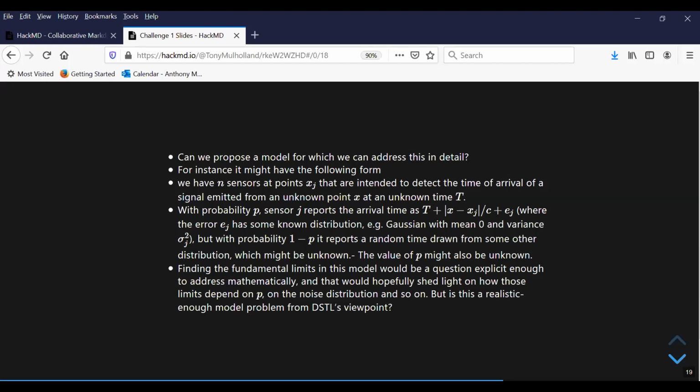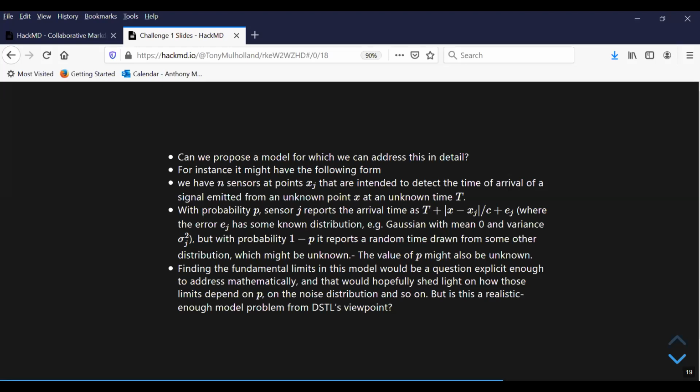Suppose we have n sensors that are trying to detect the time of arrival of a signal emitted from an unknown point x at time t. And suppose with probability p, you have a sensor that reports the arrival time with just a Gaussian error, but with probability 1 minus p, it reports a random time drawn from some other distribution, which might be unknown, and maybe the value of p is unknown.